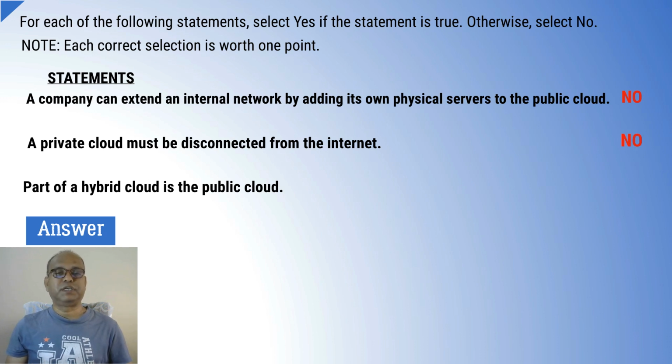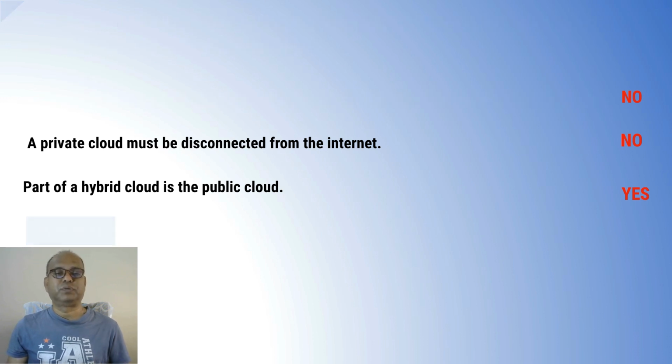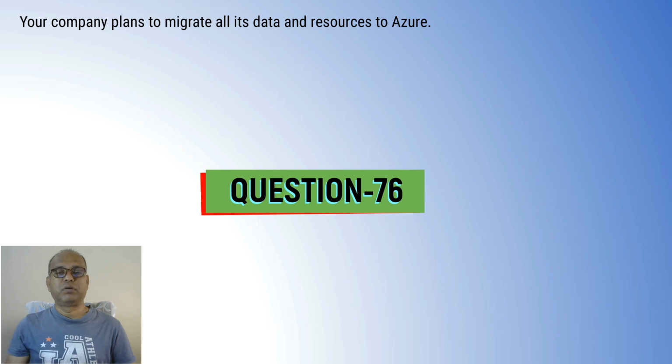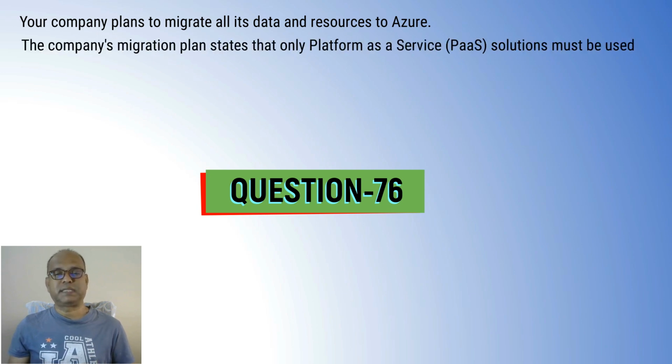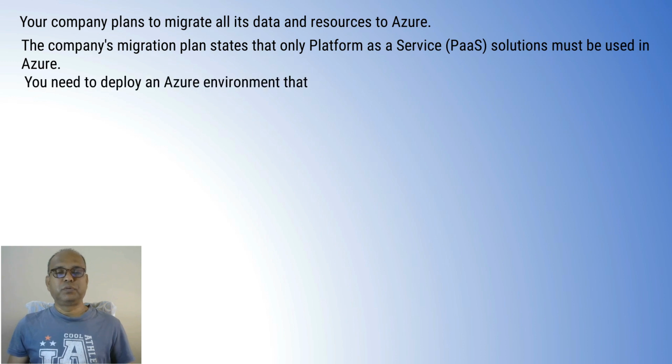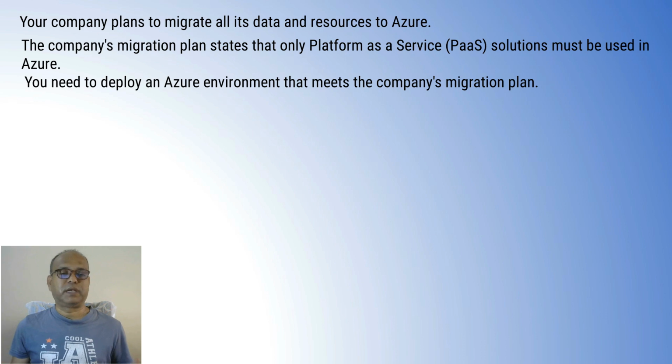In statement 3, we know that a hybrid cloud is the combination of on-premises resources and public cloud. Therefore this statement is true. Next question. Question number 76. Your company plans to migrate all its data and resources to Azure. The company's migration plan states that only platform as a service (PaaS) solutions must be used in Azure. You need to deploy an Azure environment that meets the company's migration plan.